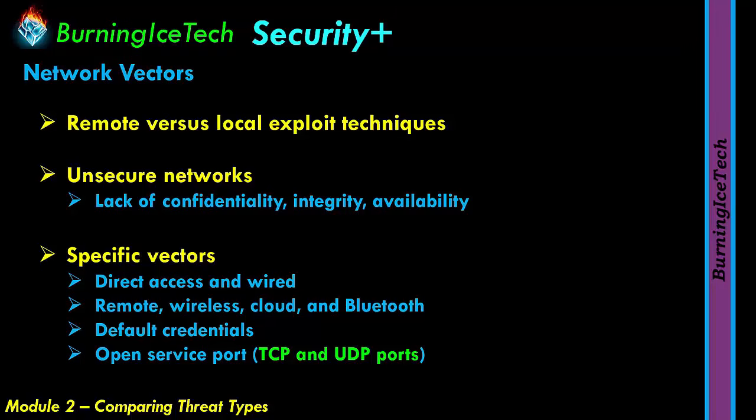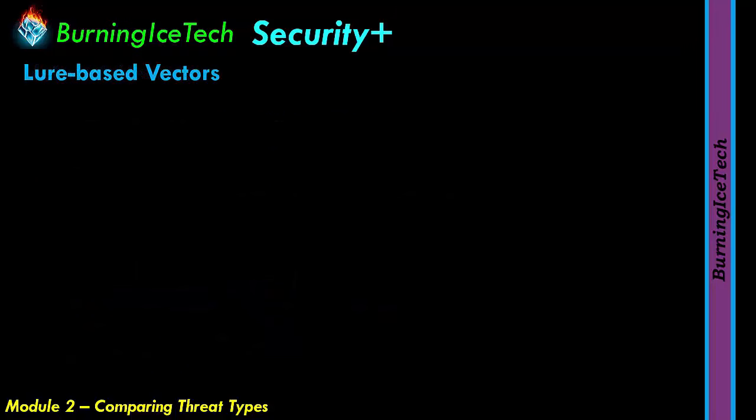Alright, now moving on to another vector, lure-based vector. So we spoke about software-based vectors, we spoke about network-based vectors, now we are on lure-based vectors. So in terms of lure-based, that name should also tell you what it's about. It's about luring the user into doing something they're not supposed to, tricking them, luring them.